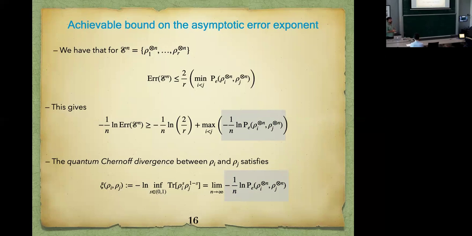So that's something that was proved in the works of Nussbaum, one of the co-authors of this paper. Nussbaum and Szkoła was a paper showing one side of this Chernoff divergence bound, and there was this paper by Audenaert and co-authors. There they proved the other side. Anyway, so this thing is known. So that's nice. With that, we get the asymptotic error exponent for discriminating the two states.